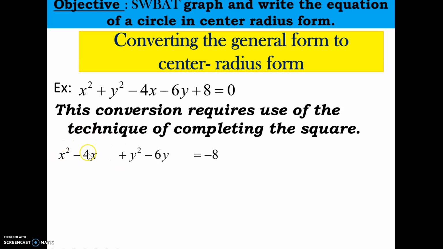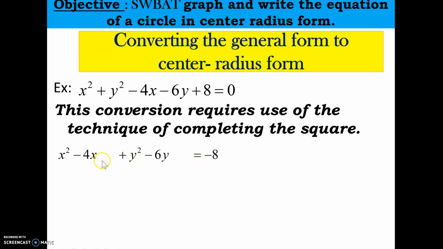Now we have x squared minus 4x. We want to complete this square. When we practice completing the square, how do we do it? Well, we take the coefficient of the x term, divide that by 2, and square it. We get negative 4, divide by 2, and if you square that, you get positive 4 here. For the y term, you do the same thing: negative 6, divide by 2, you get negative 3, you square that, and you get positive 9. So you're going to add 4 here, and add 9 here to complete the square.